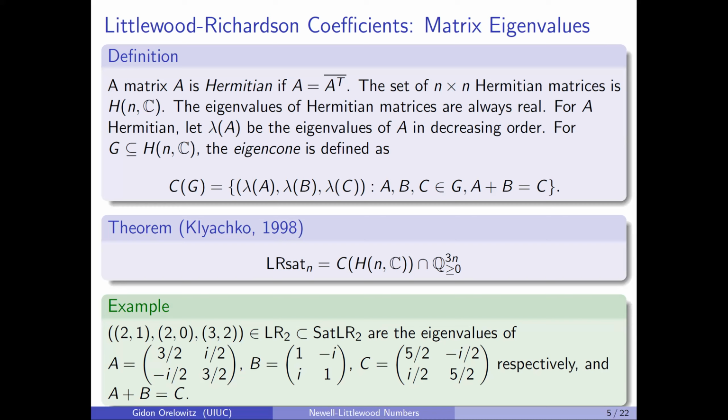In particular, thanks to Knutson and Tao, we know that if you're looking at specifically positive integer eigenvalues, then those are exactly going to be where the Littlewood-Richardson coefficients are non-zero. So for instance, if you look at (2, 1), (2, 0), and (3, 2), that's a Littlewood-Richardson triple, and therefore it's in the saturated semigroup. 2 and 1 are the eigenvalues of A, 2 and 0 are the eigenvalues of B, and 3 and 2 are the eigenvalues of C. It's easy to check that these are Hermitian, and A plus B equals C.